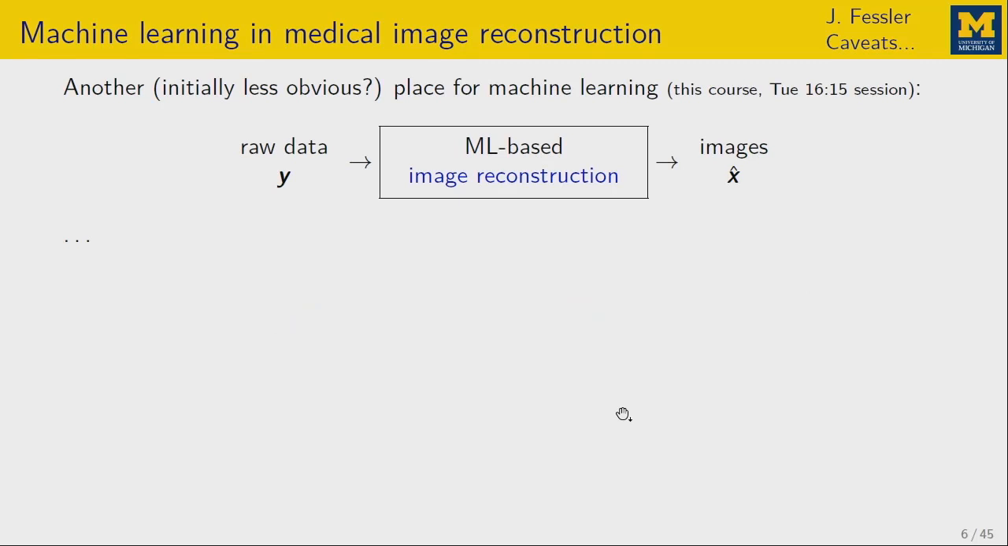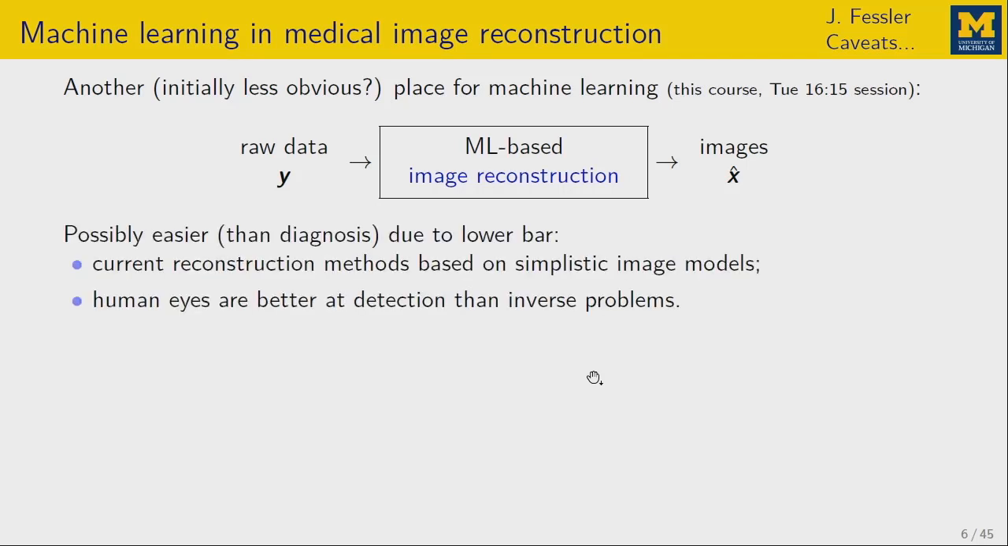A place that might be less obvious, unless you heard the previous speaker, is applying machine learning in the context of image reconstruction. We're going from the raw data to the reconstructed images. I actually think this might be an easier place for machine learning because the bar is a little bit lower. When you're trying to do machine learning for, say, image diagnosis, we're competing against human eyes that have been, you know, evolved for centuries.